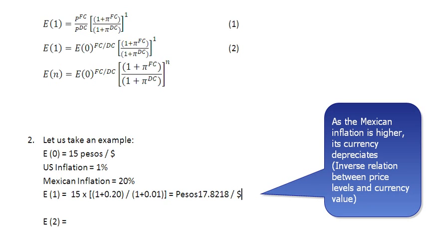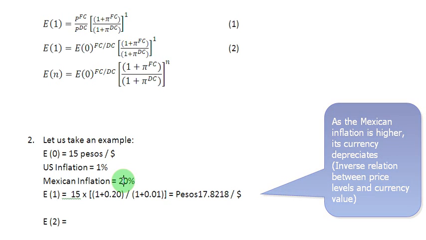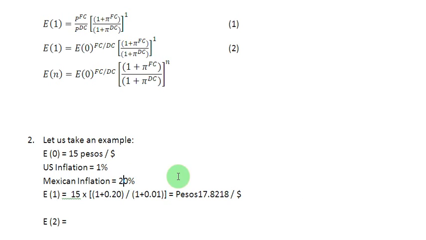If you compare the inflation rates in two countries, you will find that the Mexican inflation rate is higher as compared to the US inflation rate. That is why the Mexican currency is supposed to depreciate and the US currency is supposed to appreciate, and that is what we are seeing here. The Mexican currency is depreciating from 15 to 17.8218. That automatically means that the US dollar is appreciating vis-a-vis the Mexican peso.